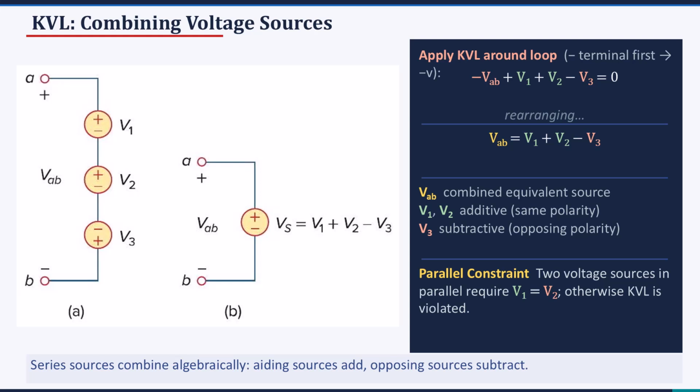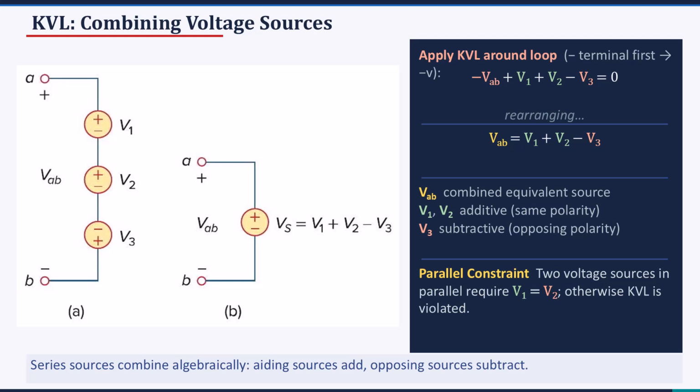Applying KVL around the loop, encountering the negative terminal of V sub AB first, minus V sub AB plus V1 plus V2 minus V3 equals 0. Rearranging, V sub AB equals V1 plus V2 minus V3. Here, V1 and V2 are in the same polarity direction. They add up, aiding sources. V3 is in the opposing polarity direction. It subtracts, opposing source. And V sub AB is the single equivalent combined voltage source.